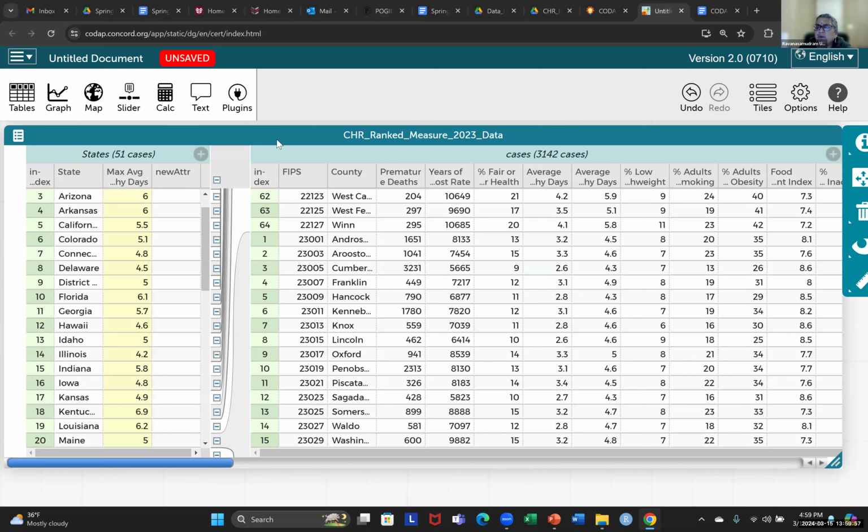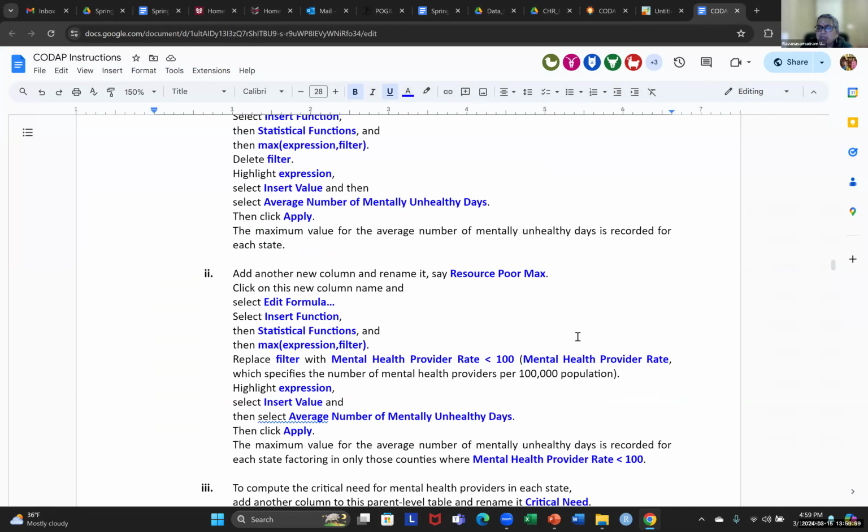Okay. So now the second attribute, we are going to call it resource poor max. So the idea here was we are looking at counties where the mental health provider rate is less than 100. So the goal is to find out where there is not much staffing and the maximum number of unhealthy days is high, then we know there is a problem in that region.